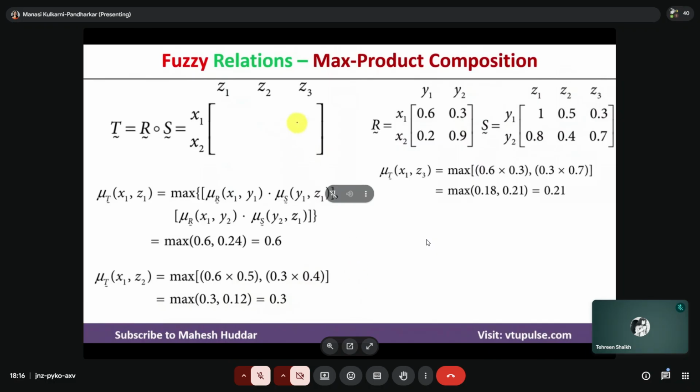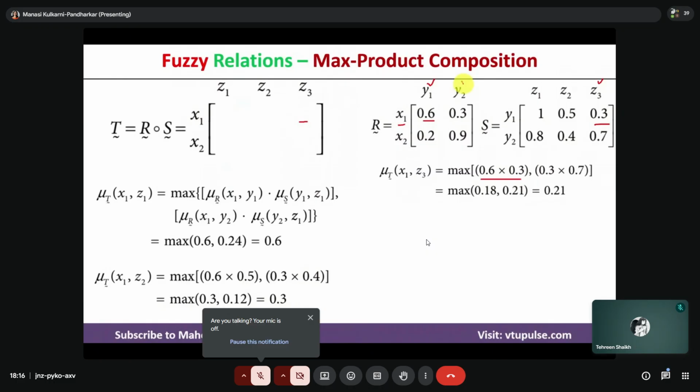Similarly, we can calculate the membership value of x1, z3. Again, we need to start at x1 till z3 we have to go. So x1 to y1, that is 0.6. y1 to z3, that is equivalent to 0.3. So 0.6 multiplied by 0.3, that is what I have written here. Next, we will start at x1, we will go up to y2, that is 0.3. y2 to z3, that is 0.7. That is what I have written here. Once you solve it, you will get the maximum value as 0.21. So that is the membership value of x1, z3.